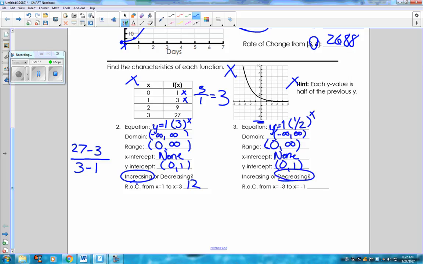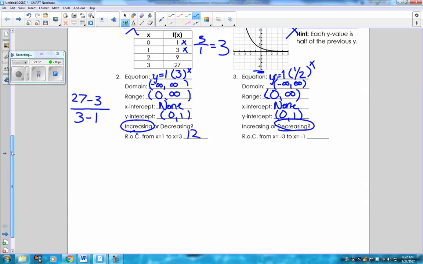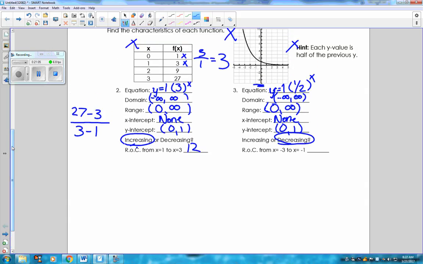And now let's just find the rate of change. I heard someone say 3. Do y'all agree or disagree? Disagree, why? Okay, remember it's y2 minus y1 divided by x2 minus x1. Okay, what's your y2? 8 minus what's y1?